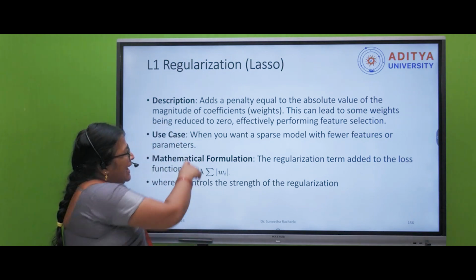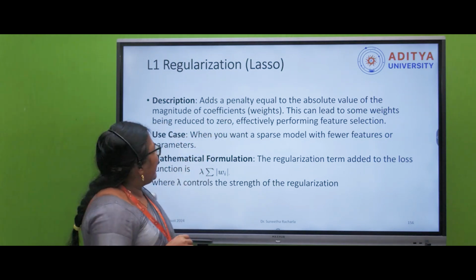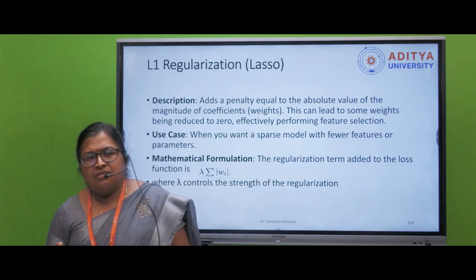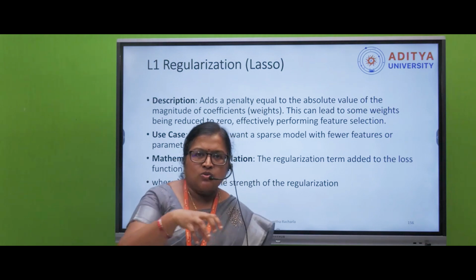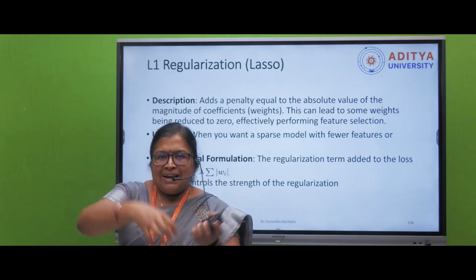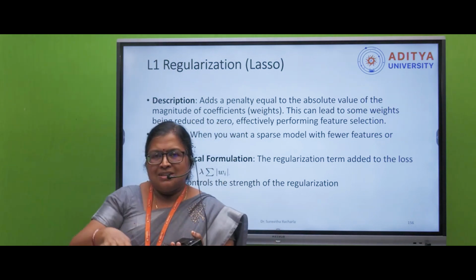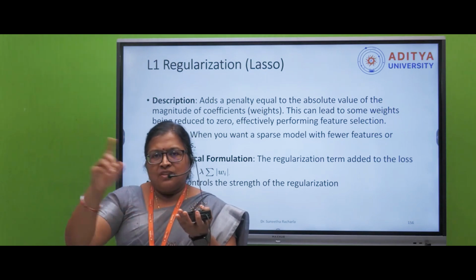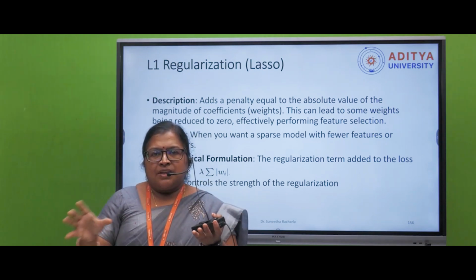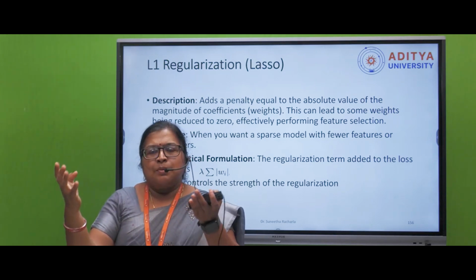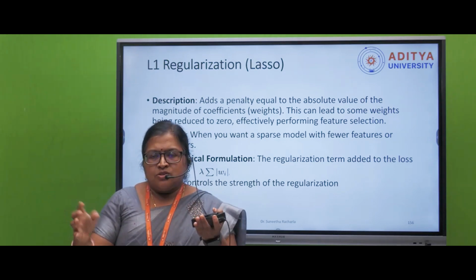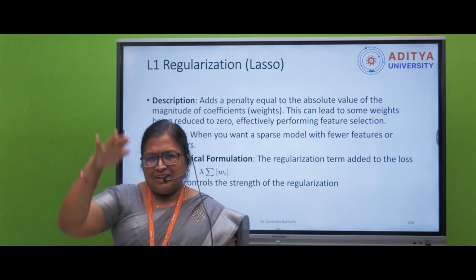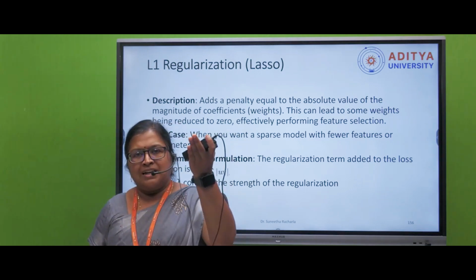So here we will add a penalty equal to the absolute value of the magnitude of the coefficient. The penalty works in the opposite direction to the loss function. The two are inversely proportional. So whenever the penalty is increasing, the loss automatically will reduce, and when the penalty is reducing, the loss automatically will increase.